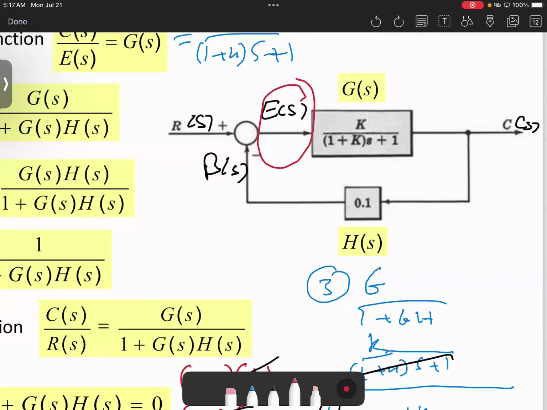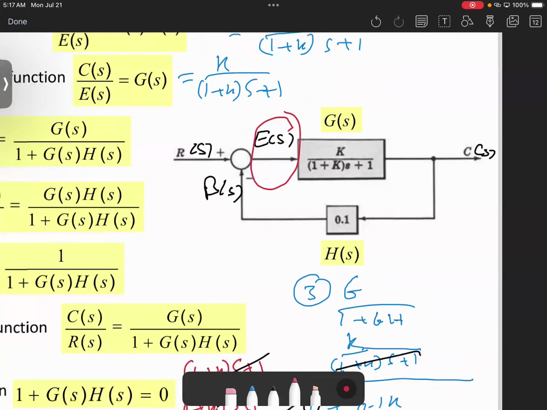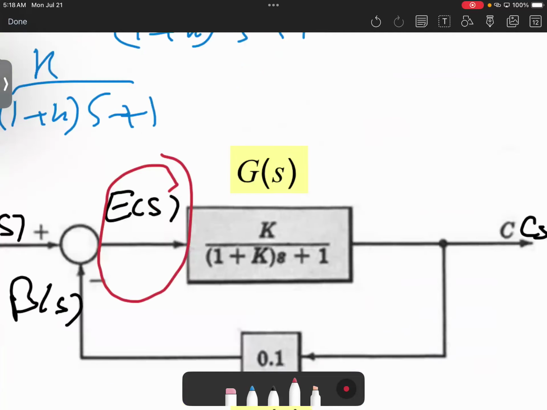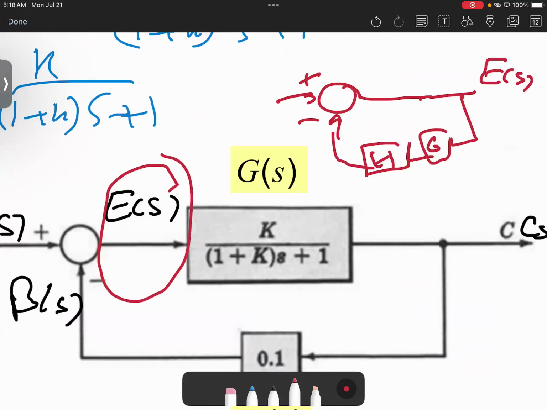So E of S, when you look at it, can be written as shown here. This is E of S. Here is plus minus, here is G, and here is H. This is how it looks if you look at E of S as an output. Therefore, the feed-forward gain is 1. The feedback is GH. Right? Does this make sense? Okay, that's great.